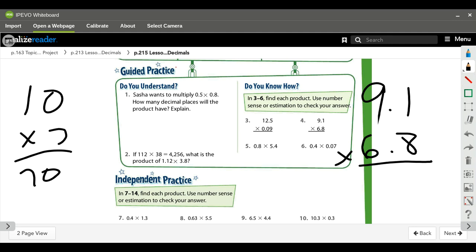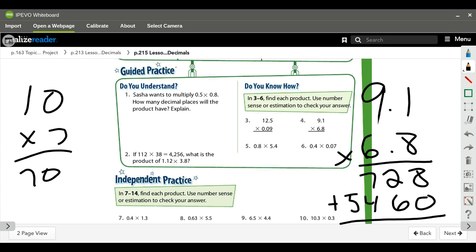So 8 times 1 is going to be 8. 8 times 9 is going to be 72. I put down my 0. 6 times 1 is going to be 6. Notice I ignore the decimal. 6 times 9 is going to be 54. I'm going to add my values. So I have 8, 8, 11, regrouped 1, 6.